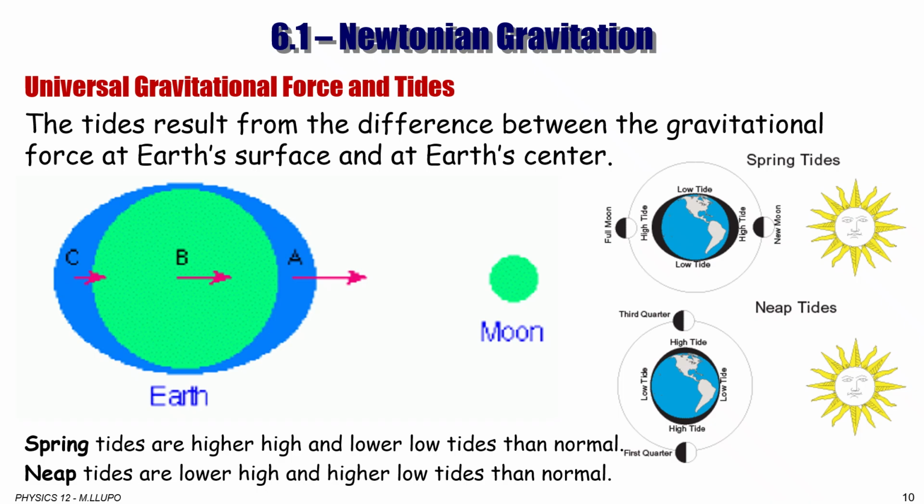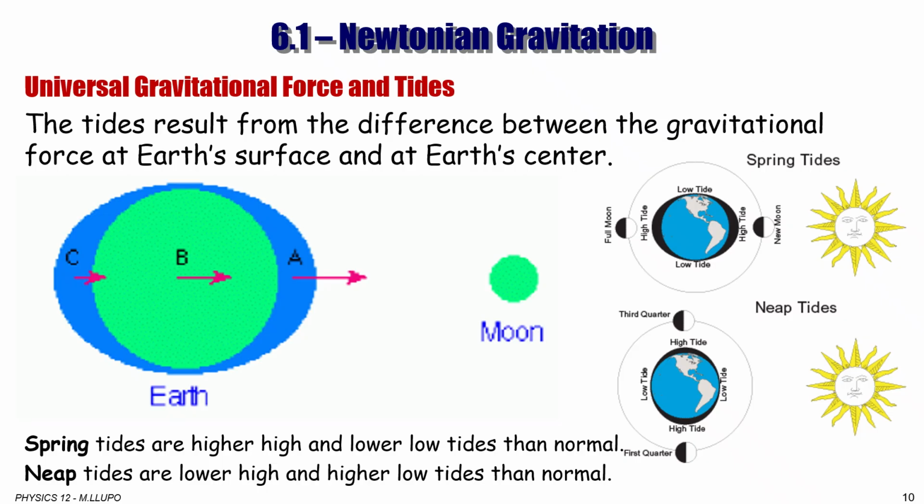If the moon, Earth, and sun are lined up, as you see in the diagram on the top, they are called spring tides when there are drastic changes. Spring tides are higher high and lower low tides than normal.